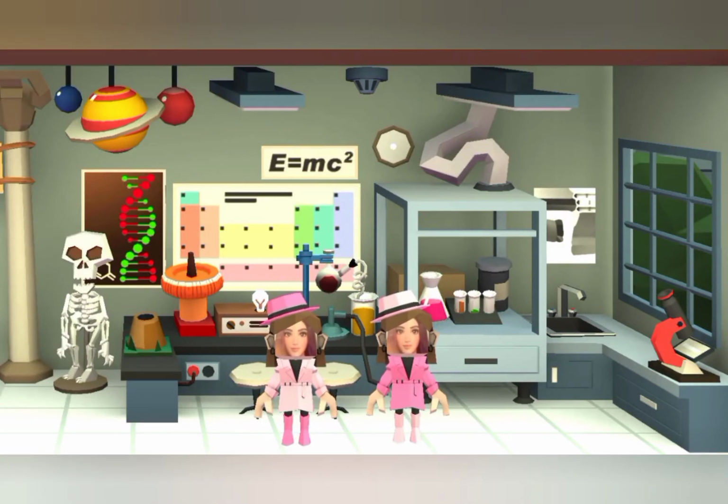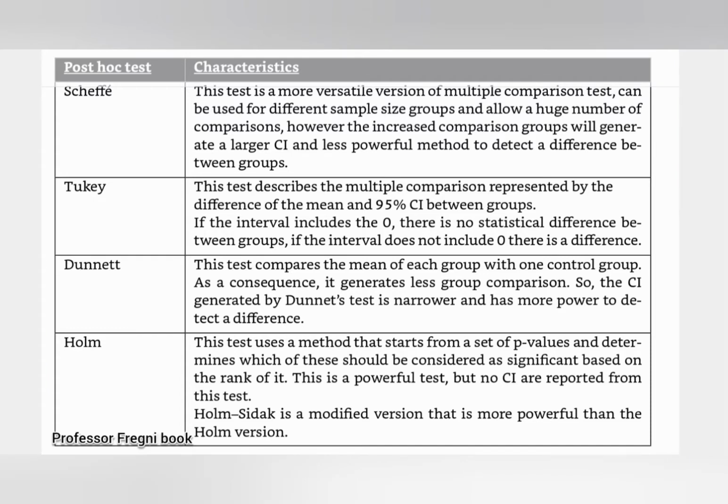Also, Sarah, post-hoc tests are used to decrease type 1 error when evaluating multiple comparisons. Post-hoc tests, Scheffé test. This test is a more versatile version of multiple comparison test, can be used for different sample size groups and allows a huge number of comparisons. However, the increased comparison groups will generate a larger CI and a less powerful method to detect a difference between groups.